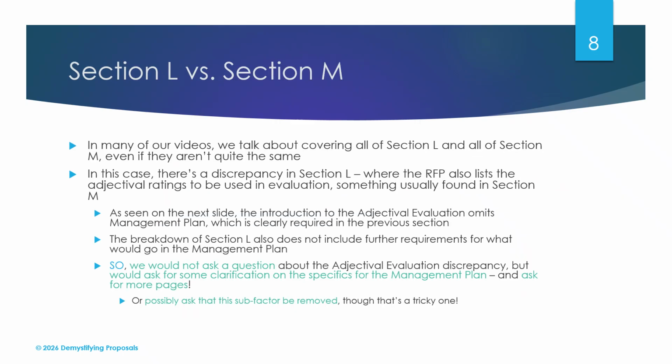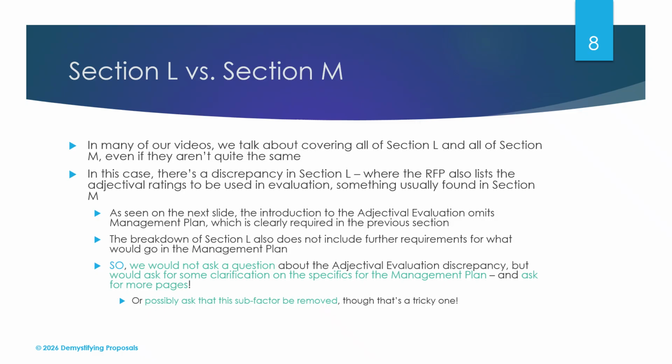In many of our videos, we talk about covering all of section L and all of section M, even if they aren't quite the same. In this case, there's actually a discrepancy internal to section L, where the RFP lists the adjectival ratings to be used in evaluation, something that's usually found in section M, right, where the evaluation criteria would be. But as you can see on the next slide, the introduction to the adjectival evaluation omits the management plan, which is clearly required in the previous part of section L.